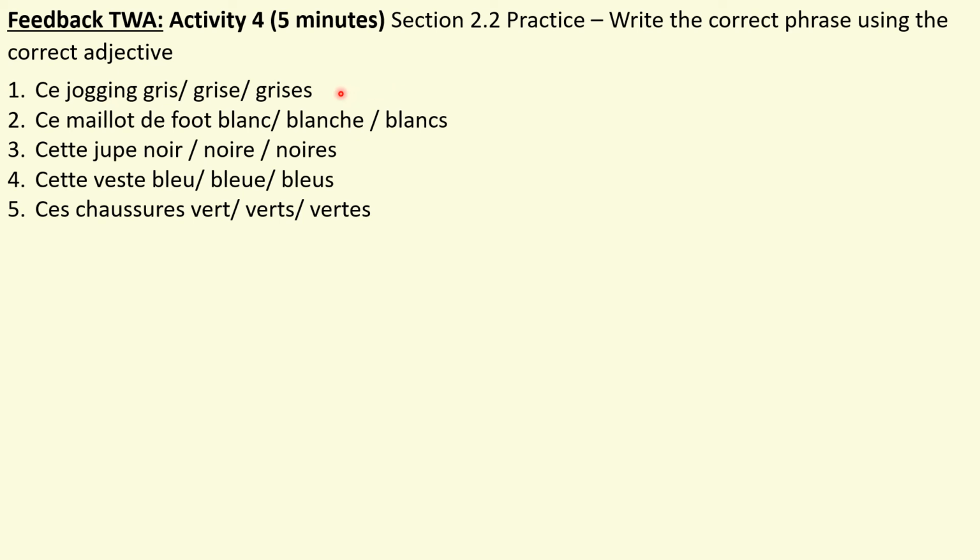So for example, ce jogging gris, is it the first option? Is it gris or is it grise with an E on the end? Well, because it's ce, we know it's masculine, so it's therefore going to be gris. Pause to write these out with just the one correct option and press play when you're ready to check your answers.